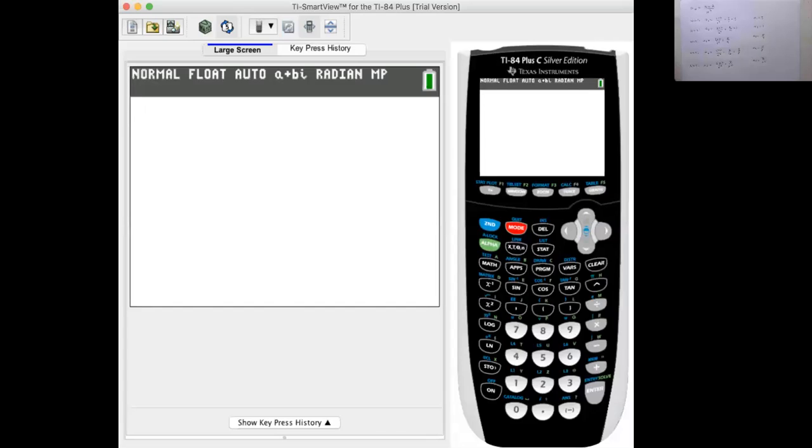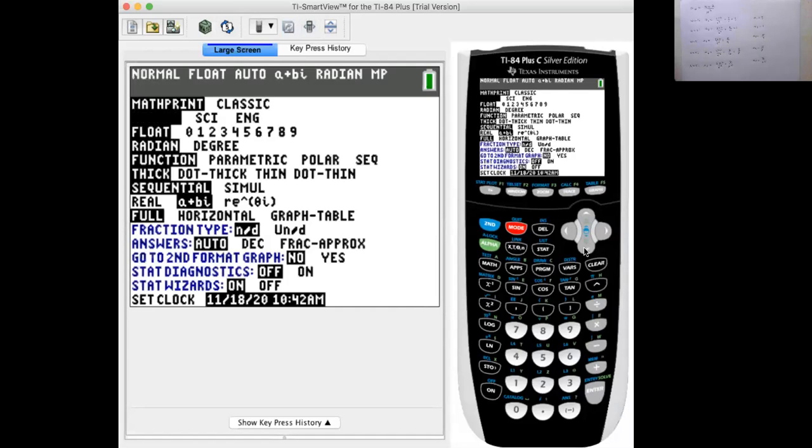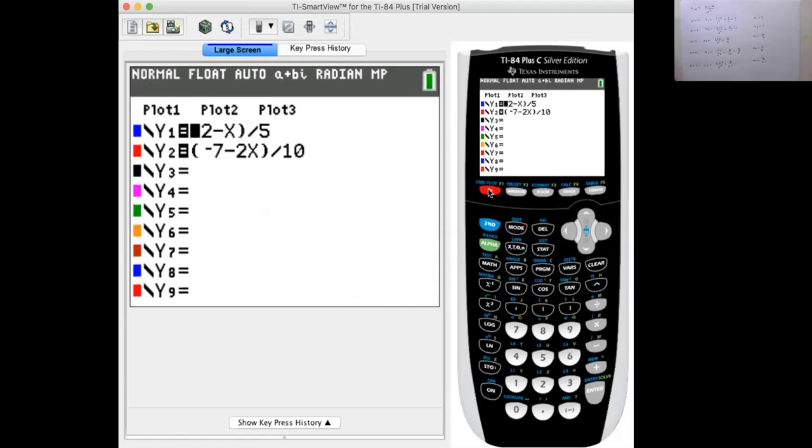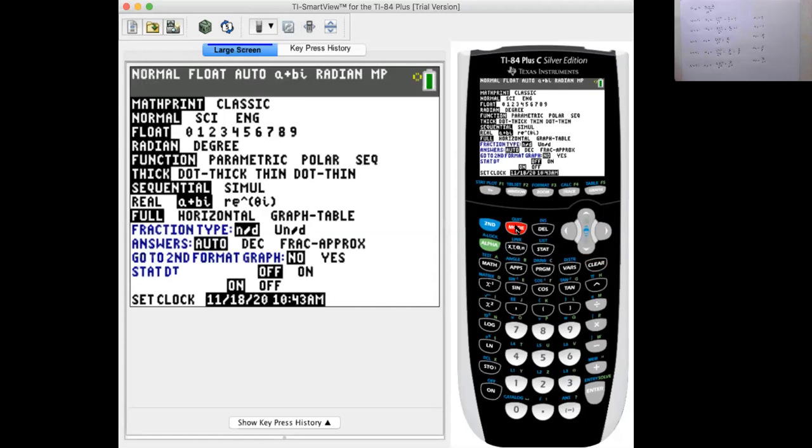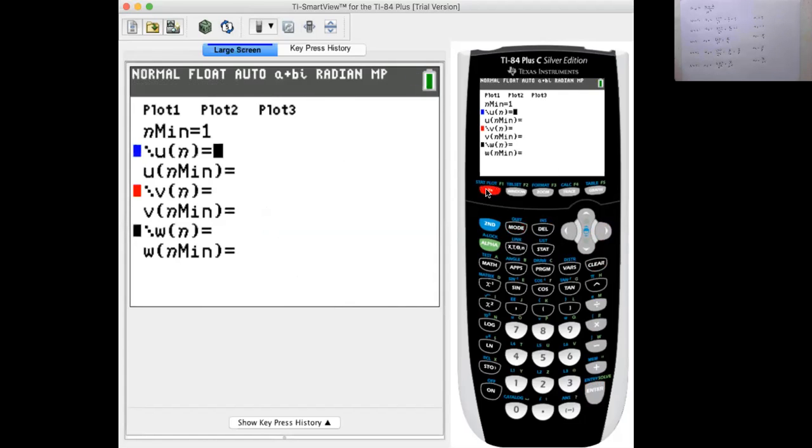So I would like to make sure we are in sequence mode. The mode button here is, you'll notice currently the mode is on function. If the mode is on function, when I hit y equals, it enables me to go to the editor where I can put in functions of x. But instead, I'm going to change the mode to sequence. So now when I go to y equals, I can actually put in a sequence.